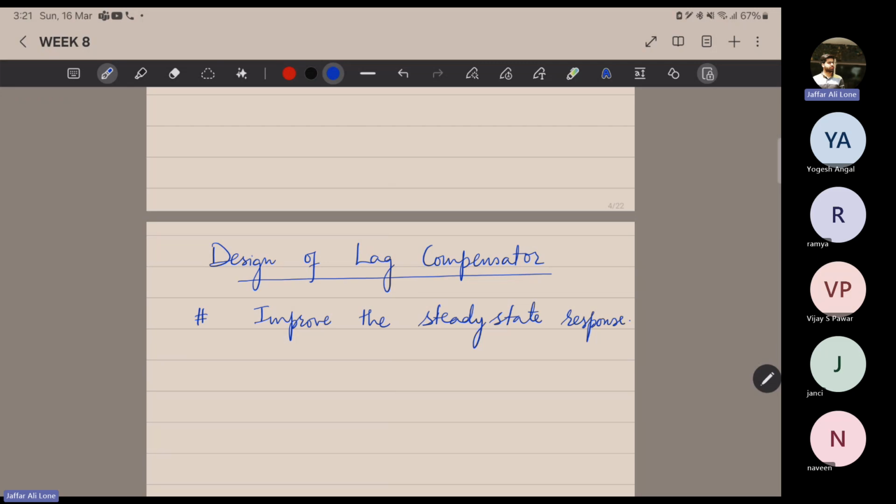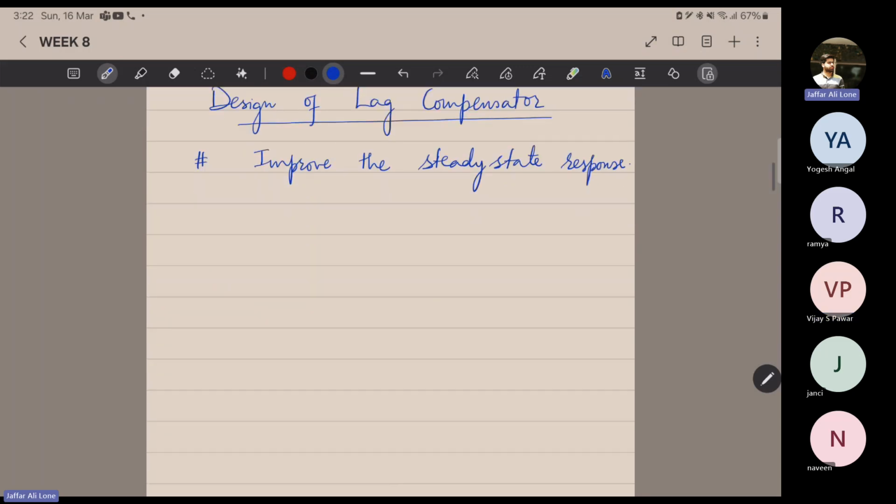When we studied about controllers, which controller was used to improve the steady state response? Derivative controller? No, integral. Yeah, integral, or PI. So here also, if we want to improve the steady state response, what does this mean? It means our steady state error should be as low as possible. So if we want to minimize our steady state error, then we design this lag compensator.